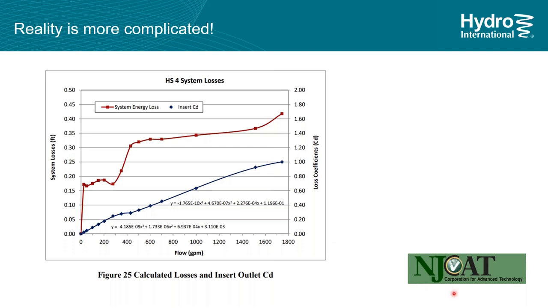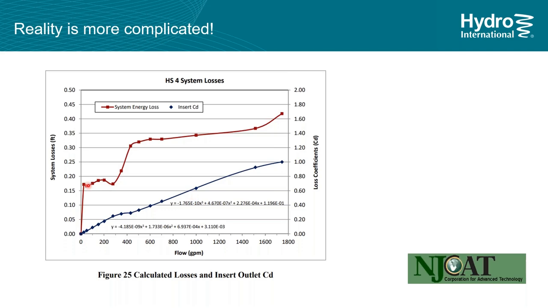And NJCAT, the Corporation for Advanced Technology, is the test verification arm of the NJDEP approval. They maintain a library of test reports, some of which contain hydraulic characterization. So this is an example of a hydraulic characterization that's in one of those reports. And you can see here, there's actually two pieces of information plotted.